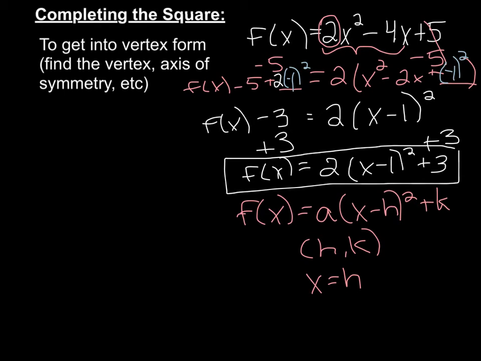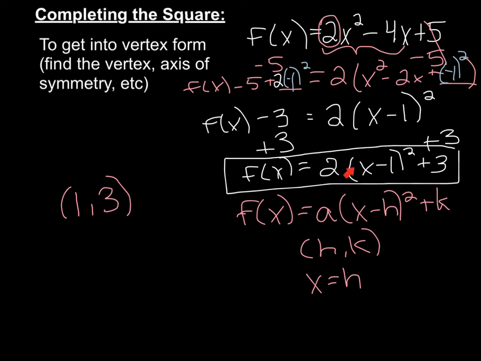Now, when it matches the formula, that means it's positive. When it's different than the formula, that would mean it was negative. In this case, the h sign matches, so the vertex is going to be a positive 1, and the k sign matches, so the vertex is going to be a positive 3. So this is the coordinates of the vertex.